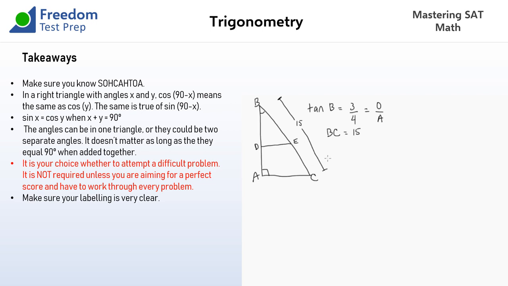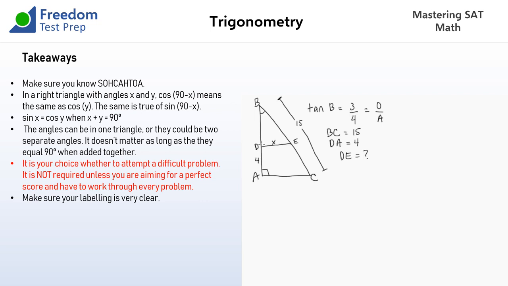So label it just like I am. And then let's say DA equals 4, right? So we can just put the 4 there. And then we want to know, what is DE? Okay, so this is going to be X.